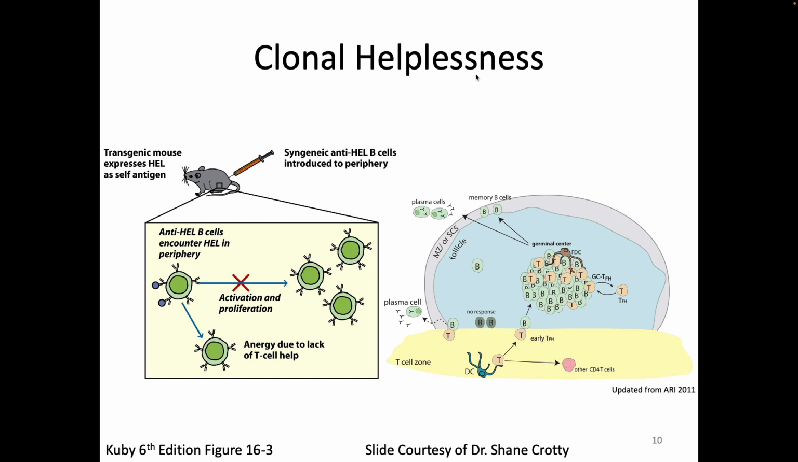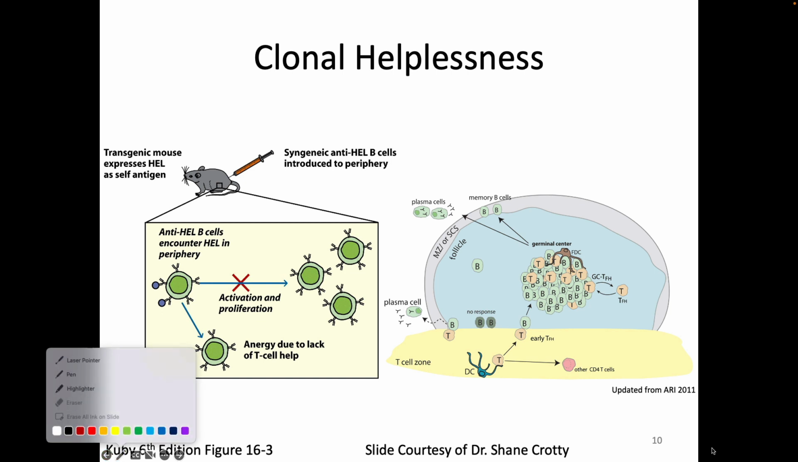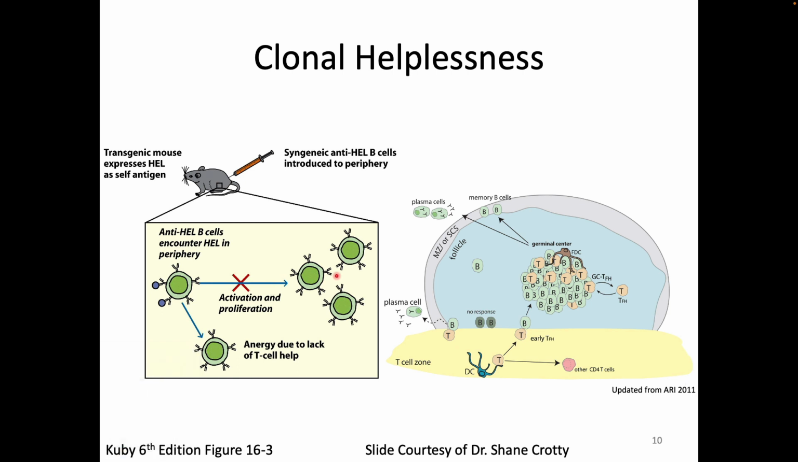Remember that in order for a B cell to make a response that includes lots of antibodies, like a plasma cell response, those B cells need T cell help. So if my B cell gets T cell help, it's going to make plasma cells, lots of antibodies, maybe give me autoimmunity, I'd be sad.